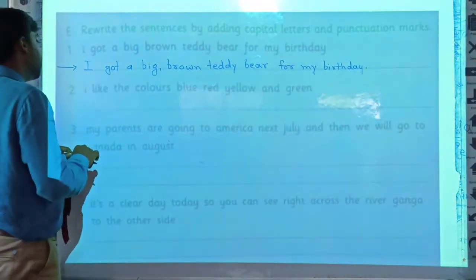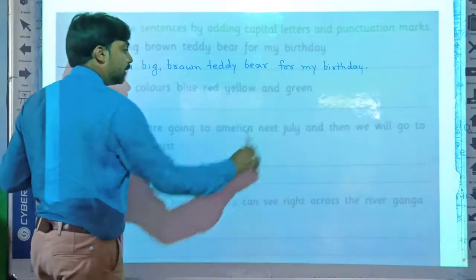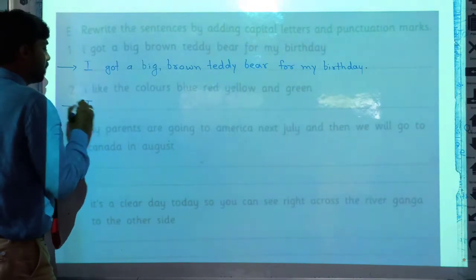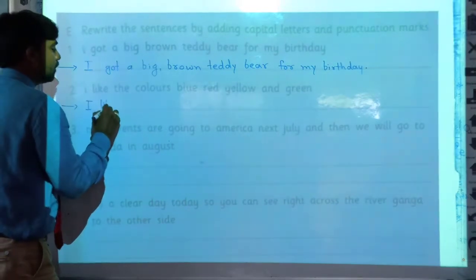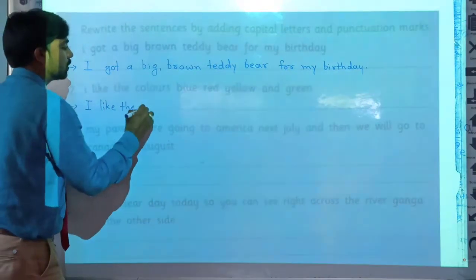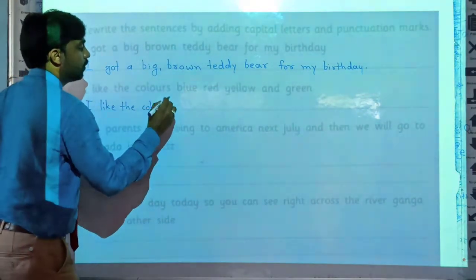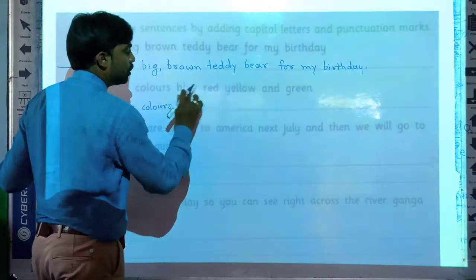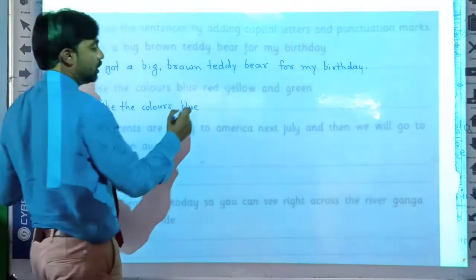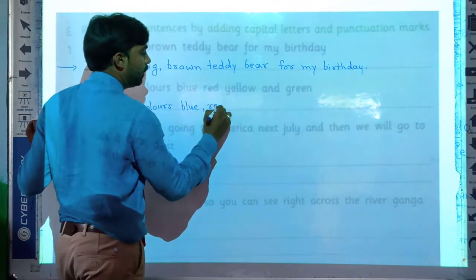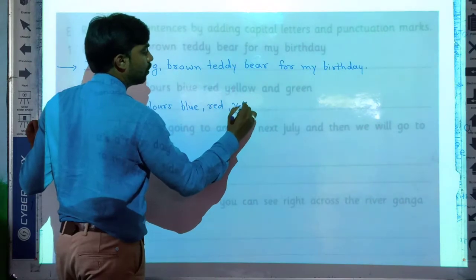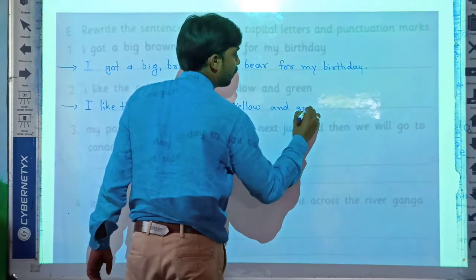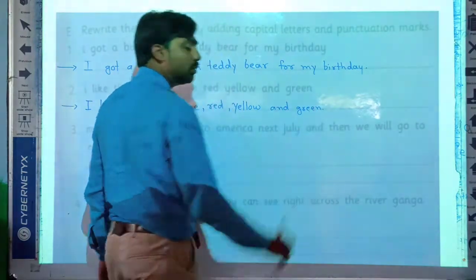The second sentence is: I like the colors blue, red, yellow and green. Now let's see. The first letter should be a capital I. I like the colors blue, red, yellow. So, this is a list of colors, so we will use commas. Blue, comma, red, comma, yellow and green. At last, we have to put a full stop.